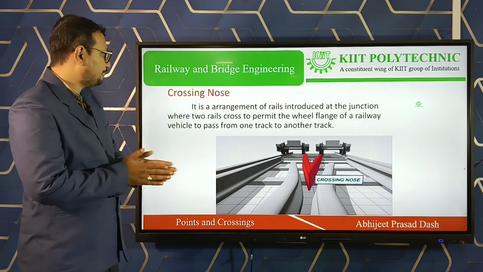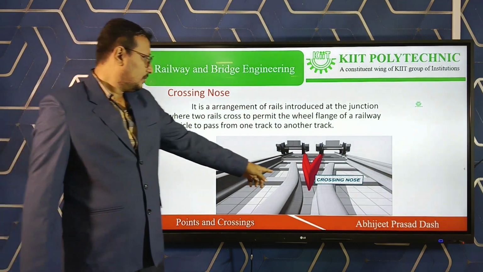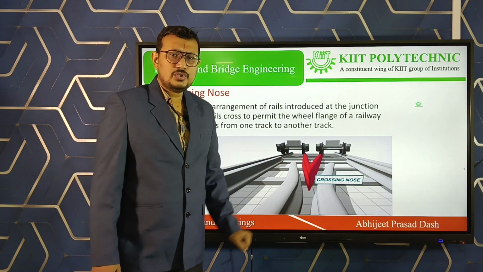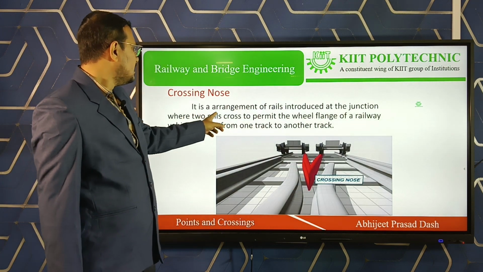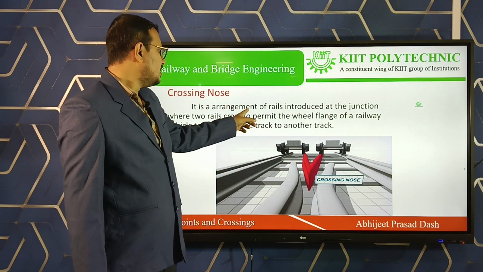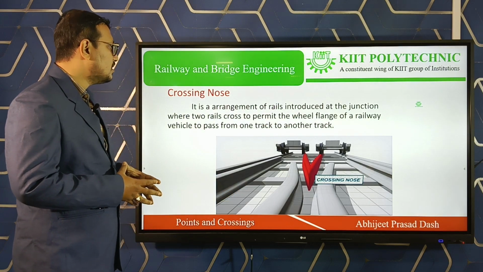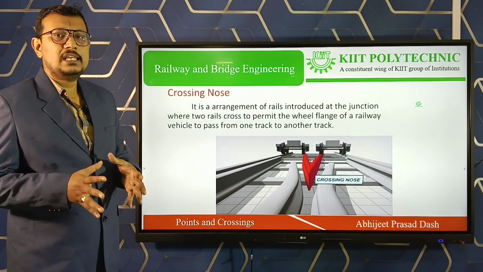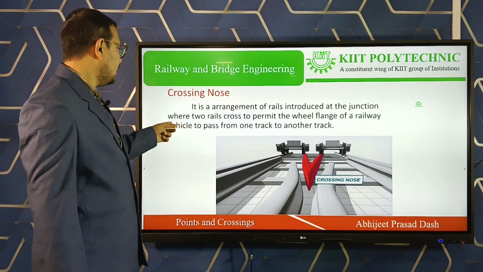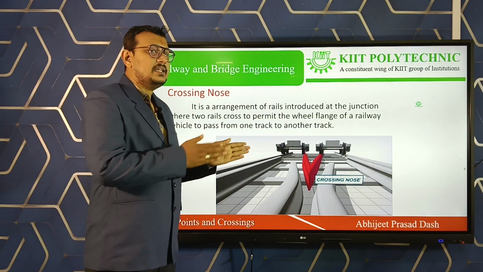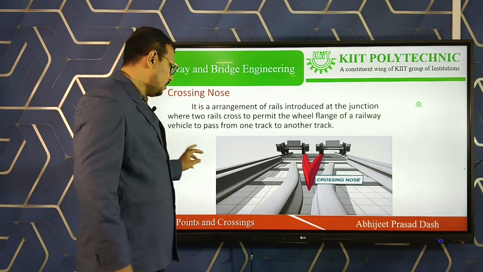Crossing nose. We have already seen, this is called nose, crossing nose. It is an arrangement of rails introduced at the junction where two rails cross to permit the wheel flange of a railway vehicle to pass from one track to the other track.